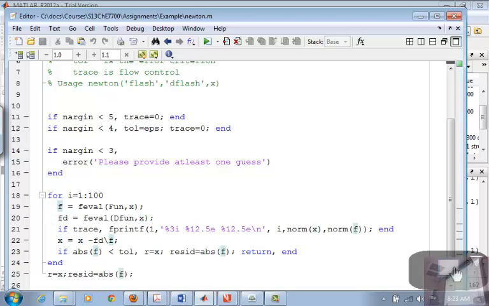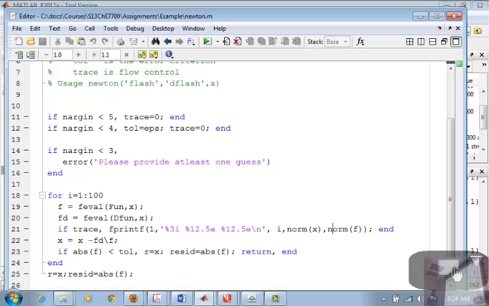Then I make a call to dfun, which will have the pointer to CSTRj. And using the same initial guesses, it's going to evaluate the Jacobian at that point and get fd, the derivative of f. That's going to be a 2 by 2 matrix. Then if trace, that is the last value, is 1, then print out this one. What does it print out? It prints out the iteration number, the norm of x, the norm of f, so that I know whether it is converging and whether it is converging quadratically or not.